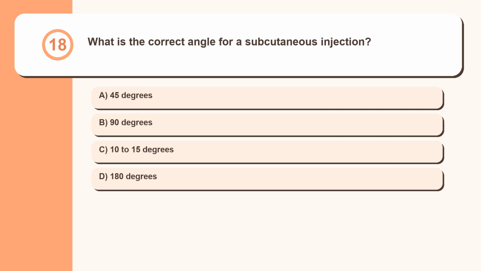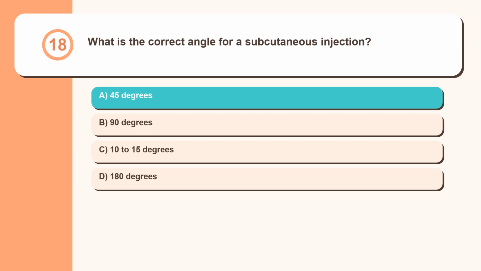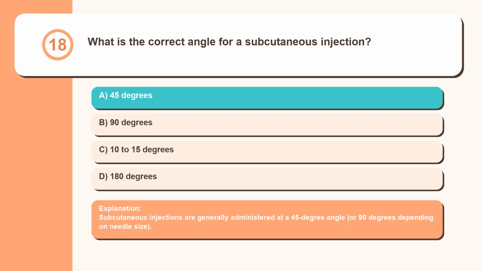Question 18. What is the correct angle for a subcutaneous injection? 45 degrees, 90 degrees, 10 to 15 degrees, 180 degrees. Subcutaneous injections are generally administered at a 45-degree angle, or 90 degrees depending on needle size.